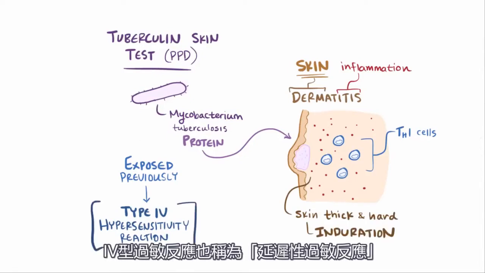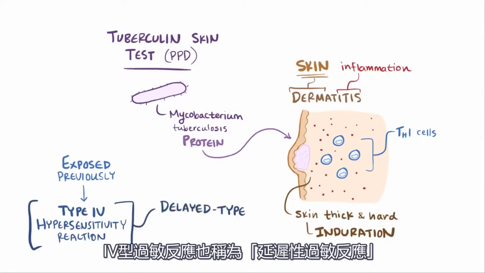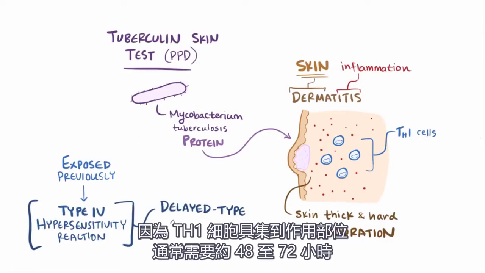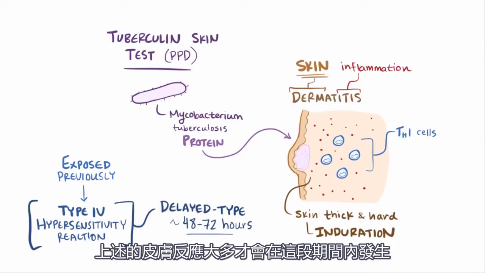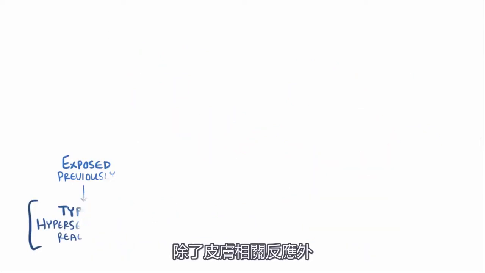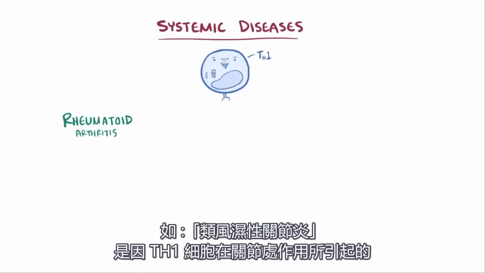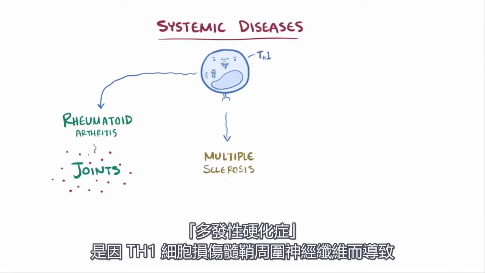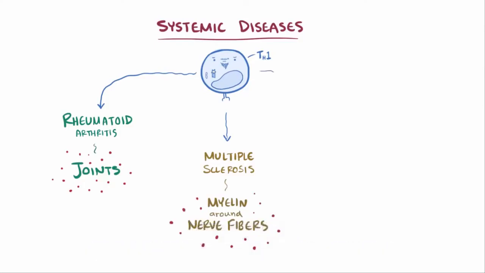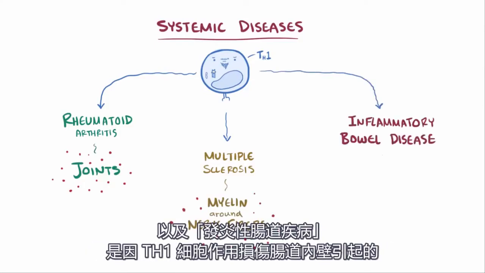A type 4 hypersensitivity is also sometimes referred to as a delayed type hypersensitivity, since it usually takes about 48 to 72 hours to recruit Th1 cells to the site of exposure. So these skin reactions usually appear over that time window. Apart from skin-related reactions, though, type 4 hypersensitivity is also involved in several systemic diseases like rheumatoid arthritis, where Th1 cells cause inflammation in the joints, multiple sclerosis, where Th1 cells damage myelin around nerve fibers, and inflammatory bowel disease, where Th1 cells cause inflammation in the lining of the intestine.